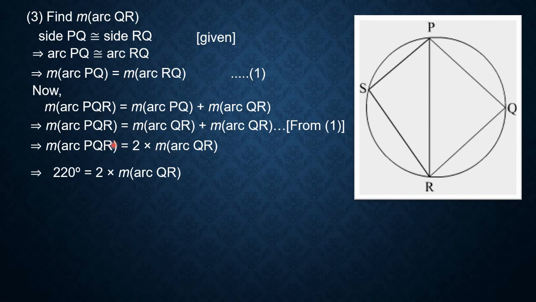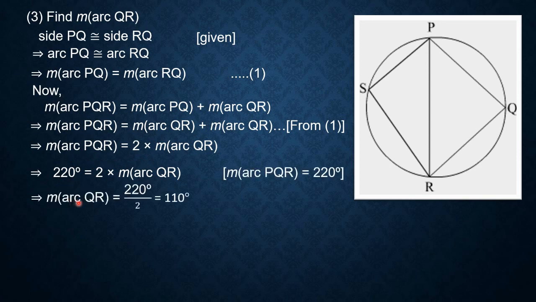Measure arc PQR is 220 degrees. This we found out in the previous part of the question. So in place of measure arc PQR, we substitute 220. So 220 degrees is equal to 2 into measure arc QR. We take this 2 to the other side, it will get divided by 220. Therefore, measure arc QR is equal to 220 divided by 2, which is 110. Therefore, measure arc QR is 110 degrees.